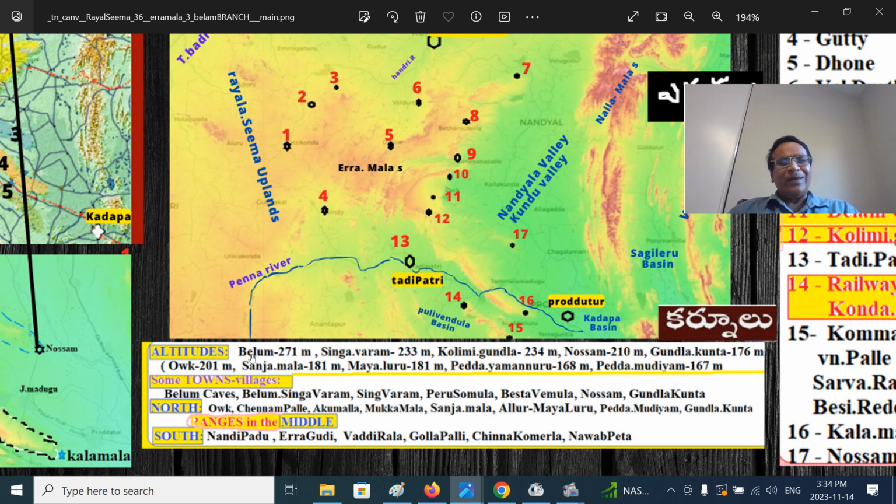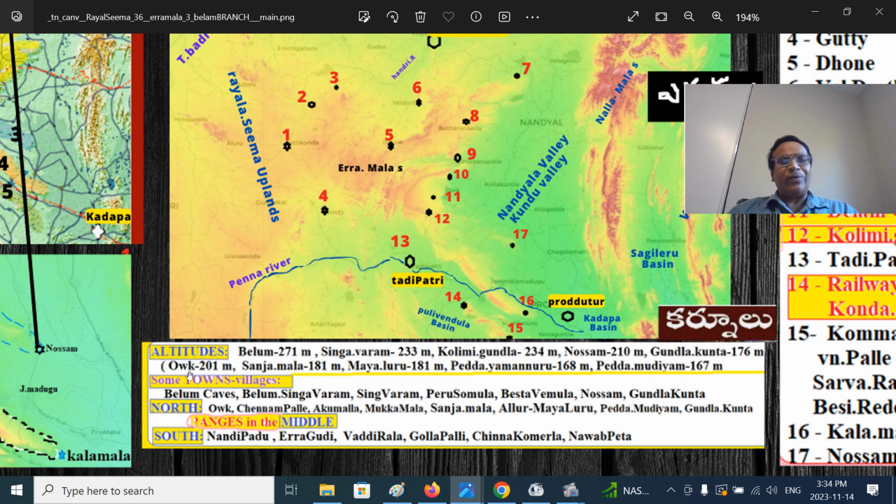The Belum town and caves are around 271, Singavaram 233, Kolimigundla town 234, Nossam town at the easternmost edge 210, and Gundlakunta, a village, 176, close to Nossam. That you can say is actually in the Nandyal Valley. So Nandyal Valley is 176 at that place.